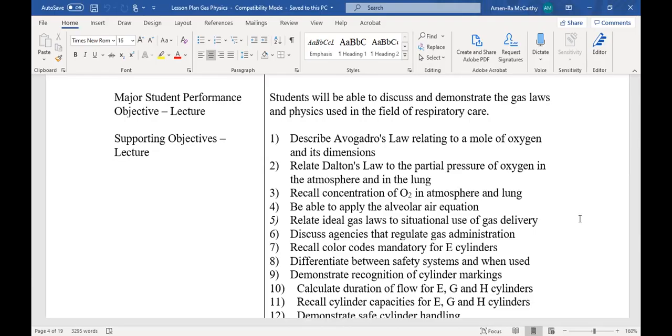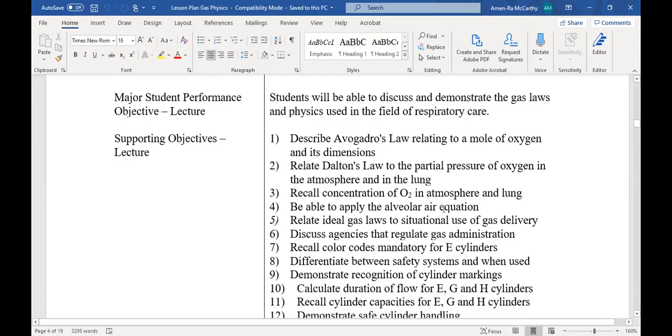But if I pull the carrots out of the gumbo alone, the carrots has its own flavor. It's just like if I pull one of the gases out of the atmosphere, it exerts its own pressure. And so Dalton says that the total pressure is a sum of all the individual pressures. That's Dalton, period, okay? Recall the concentration of oxygen in the atmosphere.